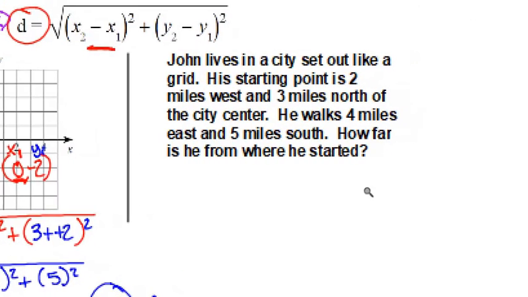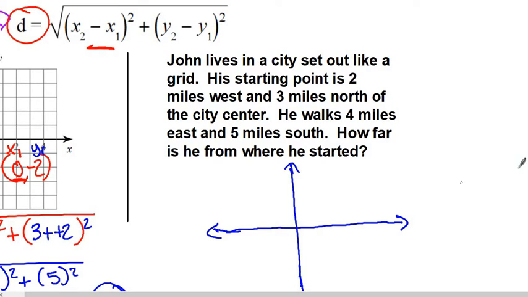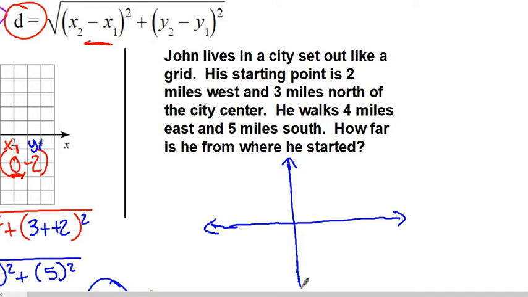All right, this one's a little bit more interesting because it's a word problem. It says John lives in a city set out like a grid, and there's a lot of cities set out like that. You could use New York City as an example. Fourth Avenue is right next to Fifth Avenue, and on the other side is Third Avenue. So it's set out exactly like a grid. So he lives in a city set out on a grid, and it's telling us something about the city center.